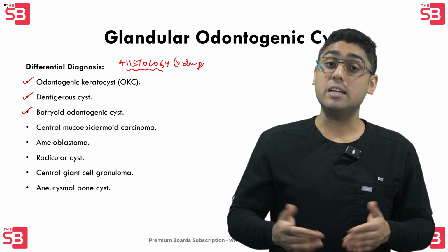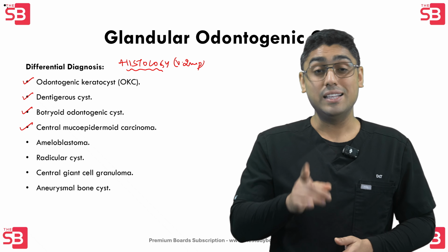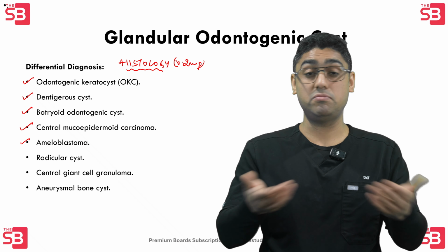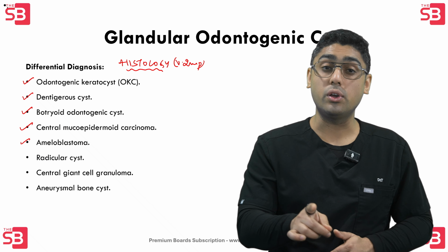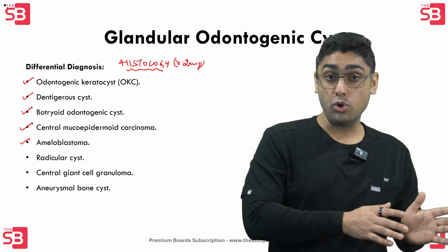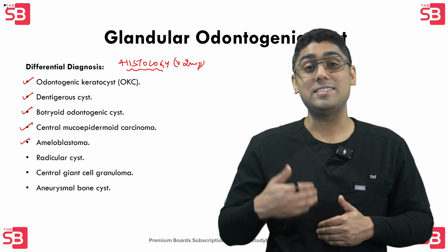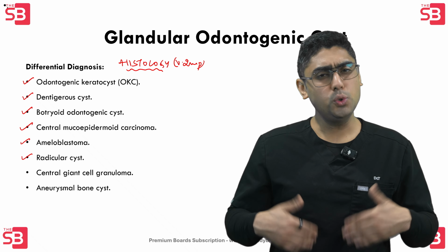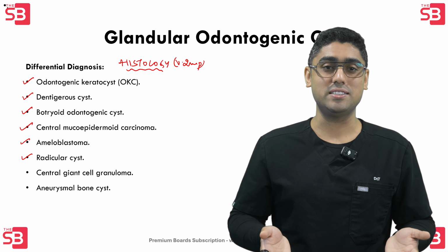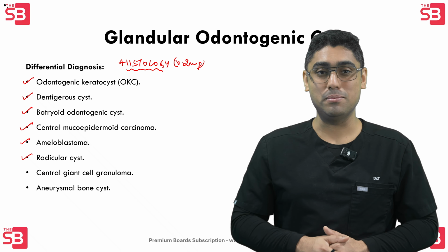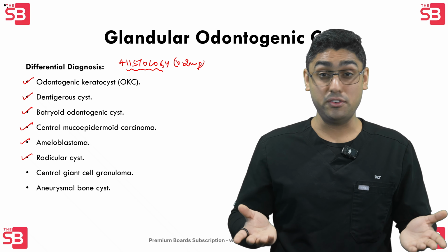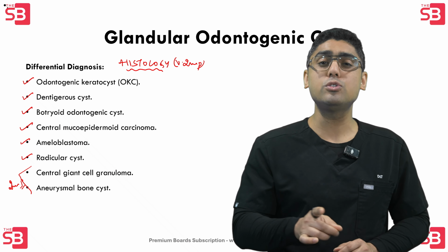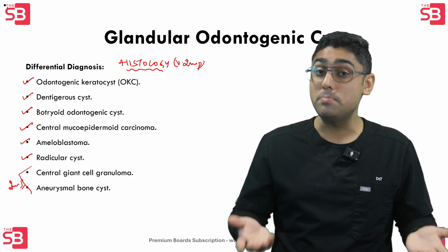The GOC can also mimic a central mucoepidermoid carcinoma, but remember, that lesion contains malignant mucus and epidermoid cells. Then ameloblastoma, it may look similar radiographically, but it's multilocular, locally aggressive. But under the microscope, you will see palisaded columnar cells and stellate reticulum-like areas, not glandular structures. Radicular cysts, being inflammatory, usually appear as unilocular periapical radiolucency without any glandular epithelium. And finally, expansile bone lesions like central giant cell granuloma or even aneurysmal bone cyst, which may look very similar on imaging, but microscopically they show giant cells or blood-filled spaces respectively.